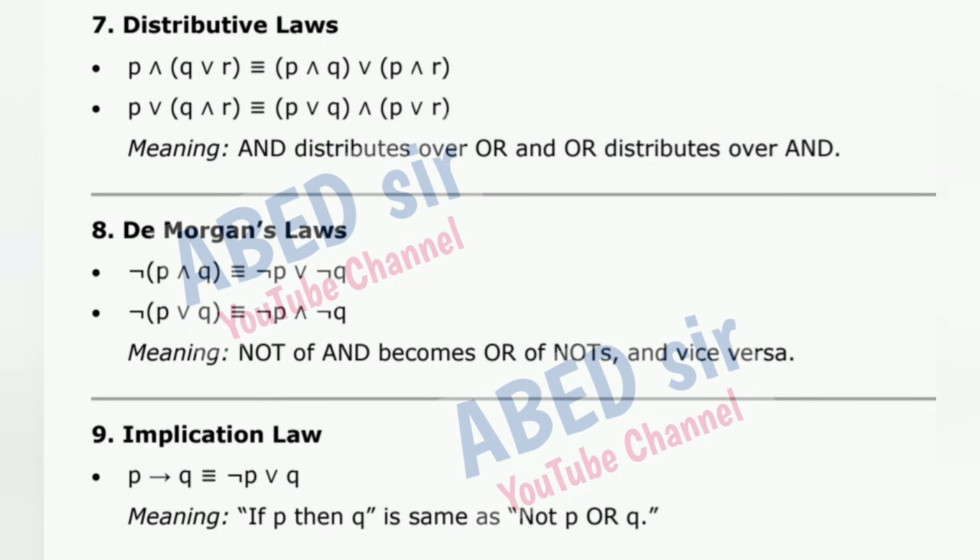7. Distributive laws: P∧(Q∨R)≡(P∧Q)∨(P∧R), P∨(Q∧R)≡(P∨Q)∧(P∨R). Meaning, AND distributes over OR and OR distributes over AND. 8. De Morgan's laws: ¬(P∧Q)≡¬P∨¬Q, ¬(P∨Q)≡¬P∧¬Q. Meaning, not of AND becomes OR of nots, and vice versa. 9. Implication law: P→Q≡¬P∨Q. Meaning, if P then Q is the same as not P or Q.